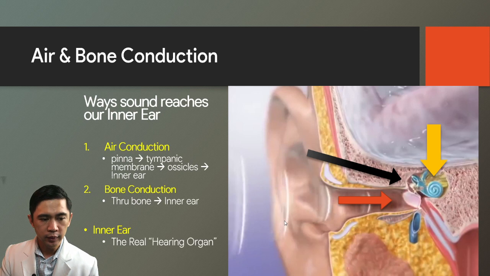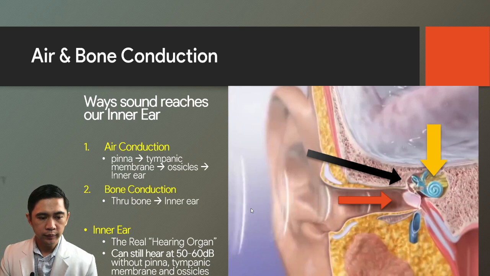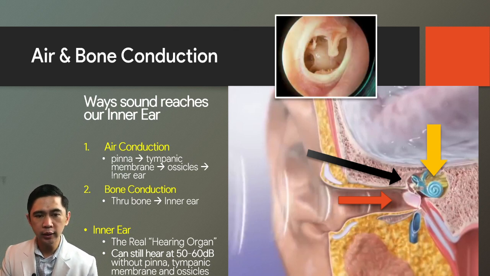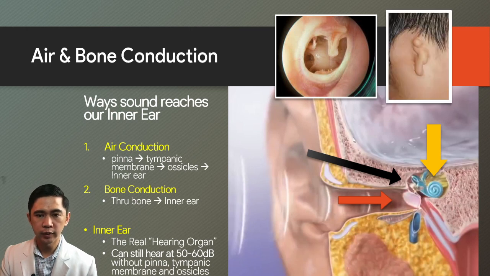The inner ear is the real hearing organ. So even if you don't have an eardrum or an ossicle, you can still hear, because this is the real hearing organ. You can still hear through the bone. The inner ear can still hear at 50 to 60 decibels without the pinna, tympanic membrane, and ossicles. Just like in this example, we have a perforated eardrum. We don't have an eardrum, but the patient can still hear. And also those with congenital ear deformities, they don't have a pinna or an external ear canal, they can still hear. Although it is still better to have a tympanic membrane and the ossicles and the external ear, because sound is better heard than sound heard on a bone, as we will see later.